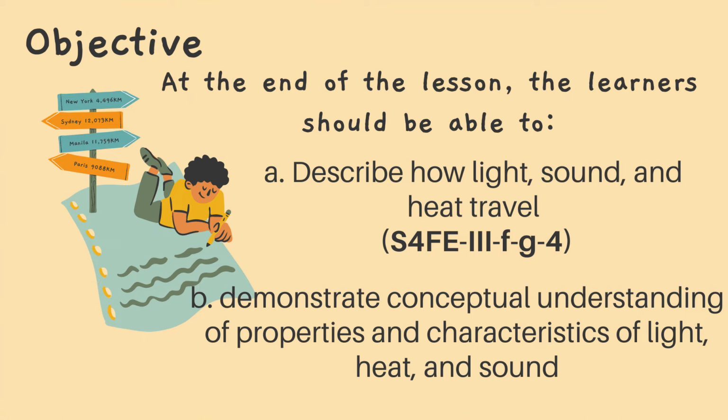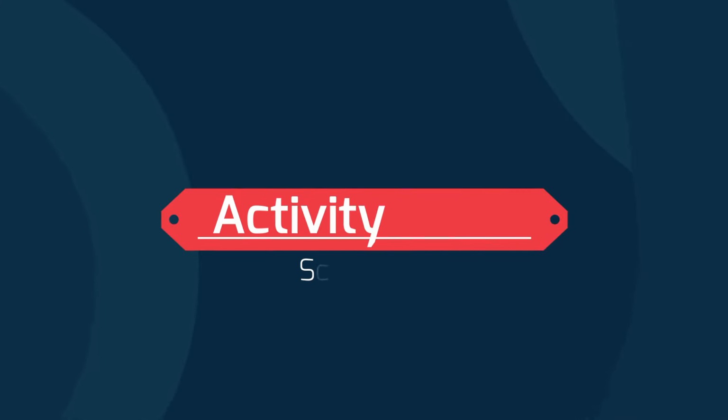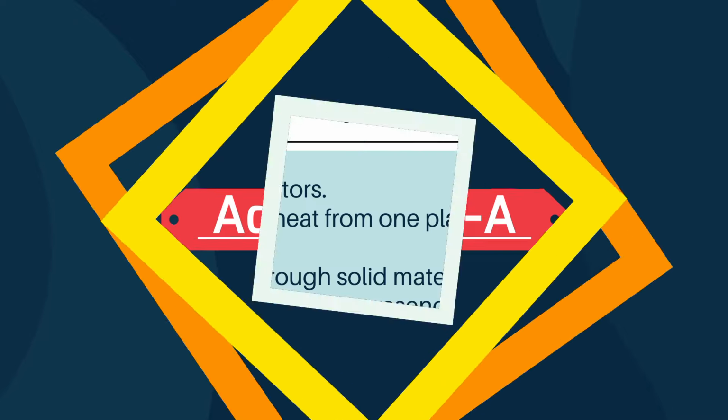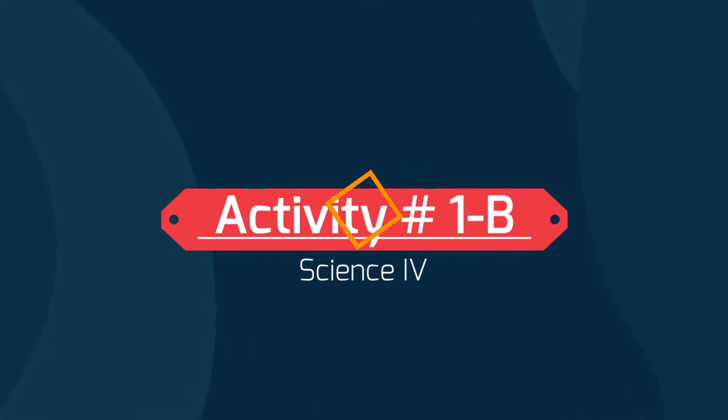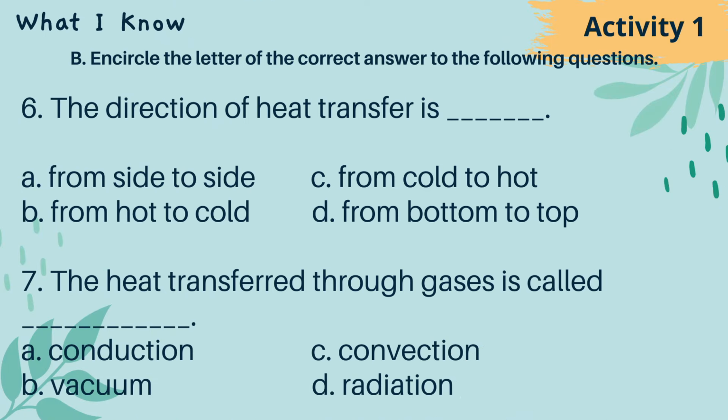Before we proceed to our lesson, let me know first if you have any idea about our topic for today. Let us answer activity number 1A. Complete the following sentences with the vocabulary from the box below. Let's answer activity 1B. Encircle the letter of the correct answer to the following questions.